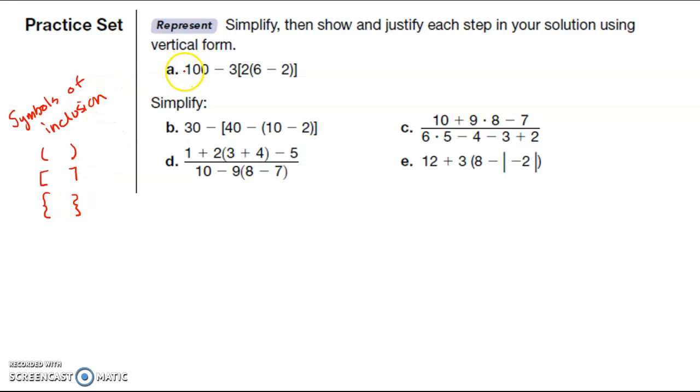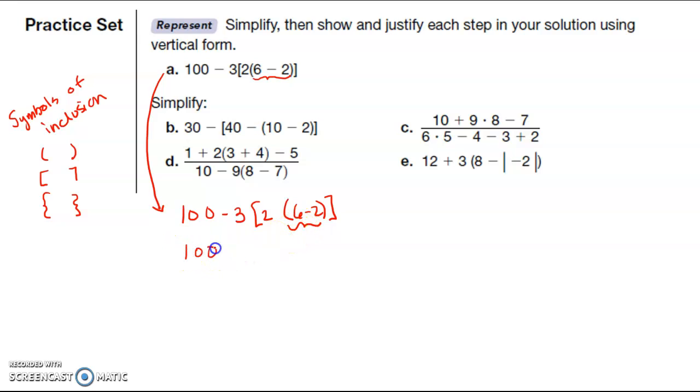So let's take a look at A. We have brackets, but we also have parentheses inside the brackets. So we're going to start here. Okay? So I'm not going to do anything. Let me actually bring this down here and kind of show you what this looks like. So I have 100 minus 3 bracket 2 times 6 minus 2 parentheses bracket. So I'm going to do this first. And when I do this step by step, I only change the part that I'm working on.